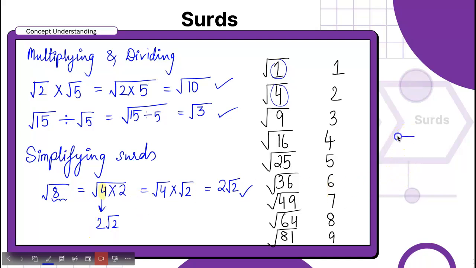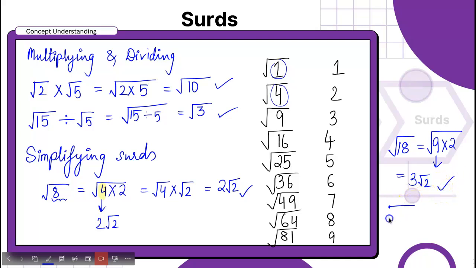If I give you square root of 18, now you have to think, obviously 4 is not a factor of 18. The next perfect square is 9. Yes, 9 is a factor of 18, so we can write 9 times 2. So square root of 9 gives us 3, and root 2 is written as it is. So 3 root 2 is the answer.